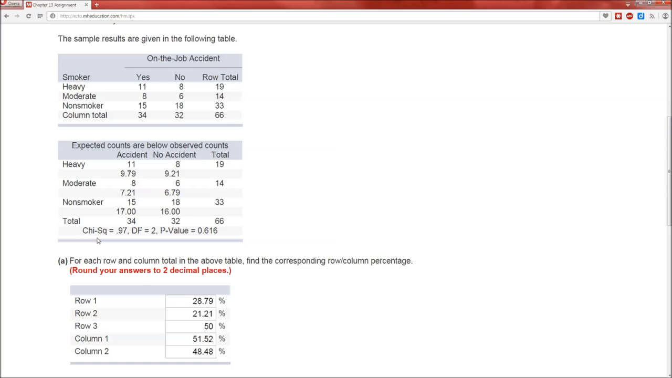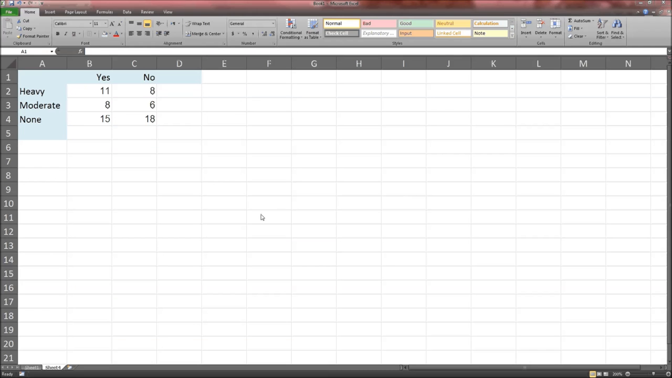Chi-squared test statistic? Let's go ahead and do this in Excel. So here's the original data. I just copied it over, made it a little bit tidier. It's exactly the same as what we've been working with, just a different format. This is what we observed. This is the observed table. So I'm going to put OBS here. The table that we have to create is the expected table. The expected table is also going to be a yes and a no. Also going to be heavy, moderate, and none. I guess that should be non.